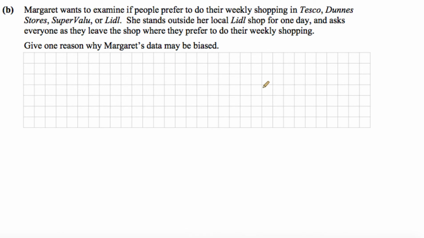Okay, part B. Margaret wants to examine if people prefer to do their weekly shopping in Tesco, Dunnes Stores, SuperValu or Lidl. She stands outside her local Lidl shop for one day and asks everyone as they leave the shop where they prefer to do their weekly shopping. Give one reason why Margaret's data may be biased. Well, the obvious answer here is she's standing outside Lidl.